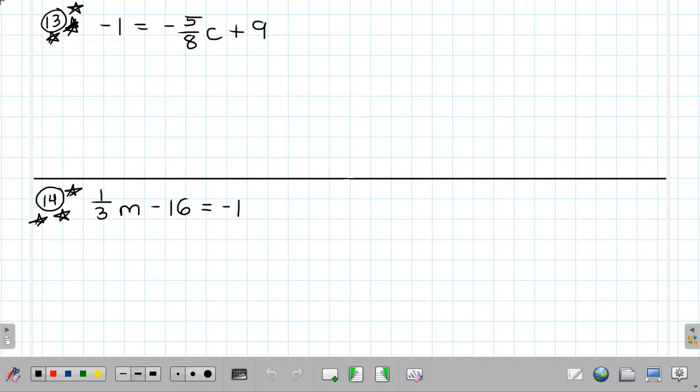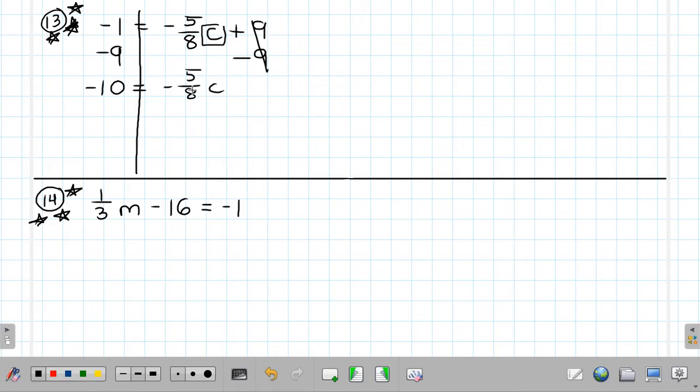Number 13 and 14 work exactly the same way, except the only thing with number 13 is the whole equation's been kind of flipped around, but that actually doesn't matter. We're looking for C. We're multiplying C by negative 5/8, then adding 9. So that means my first step here would be to subtract 9. So we get negative 10 is equal to negative 5/8 C. Okay. And this is a little tricky if it's over here, but it's the same kind of thing.